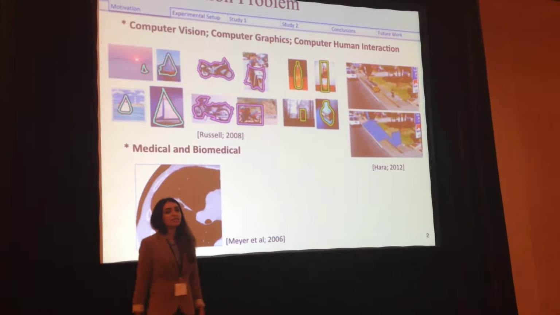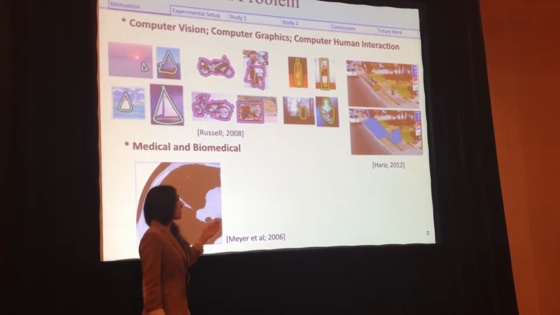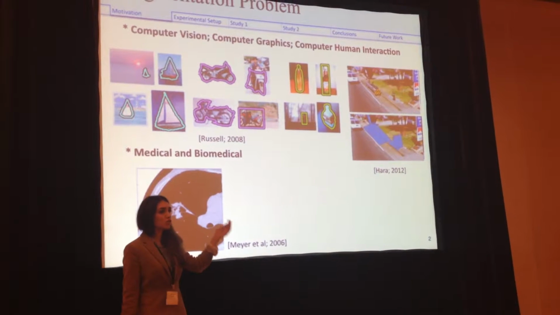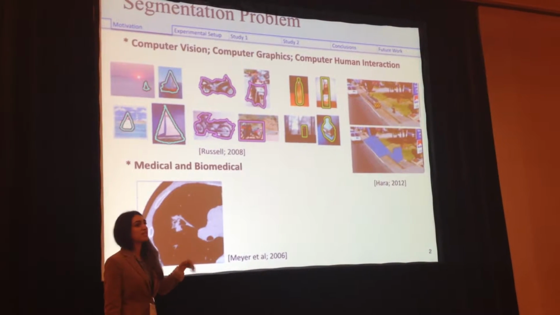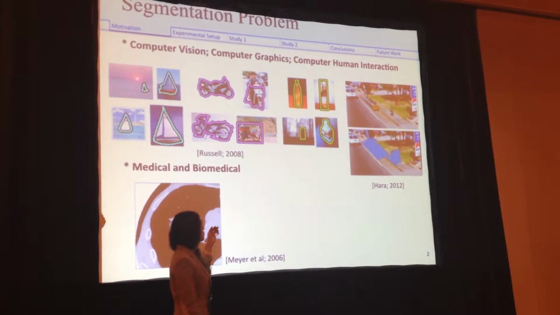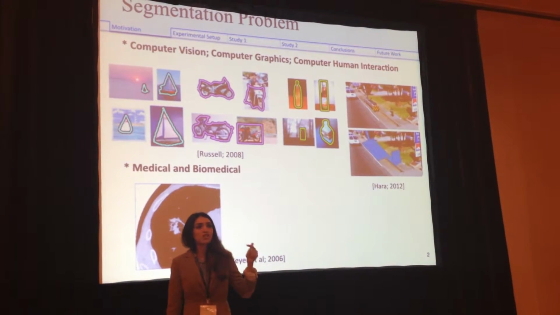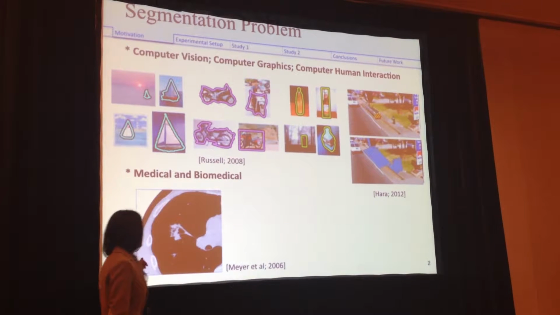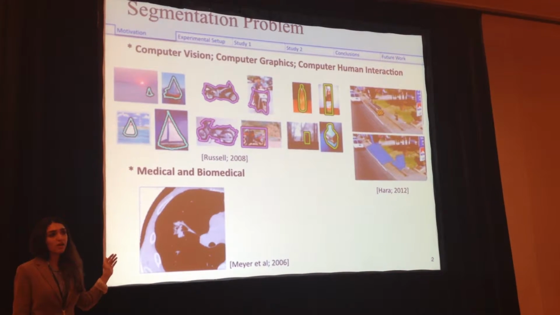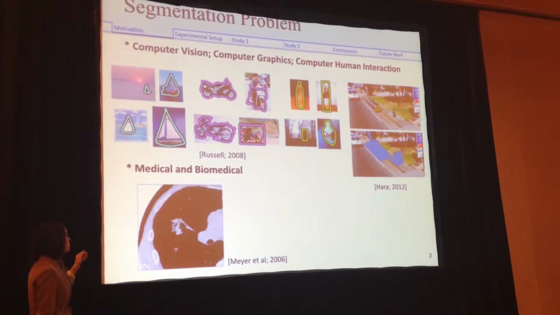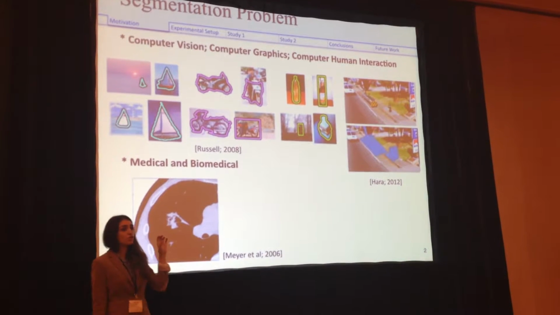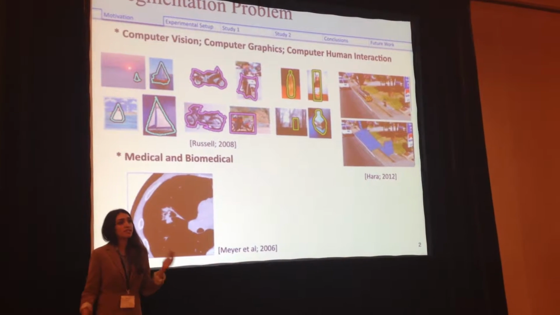For example, Hara et al. came up with a methodology which was pairing crowd drawings with Google Street images, and they were asking people to detect whether roads are accessible for people who are using wheelchairs or not. Another interested community is the medical and biomedical one, and for that they want to be able, for example, to take out the tumors and understand what is the size of the tumor.